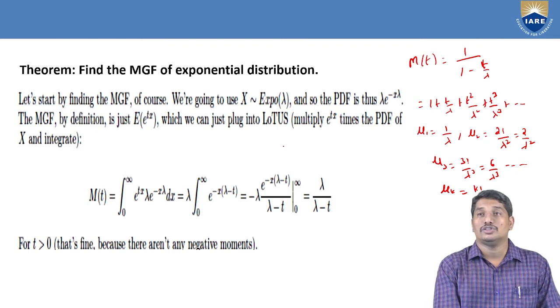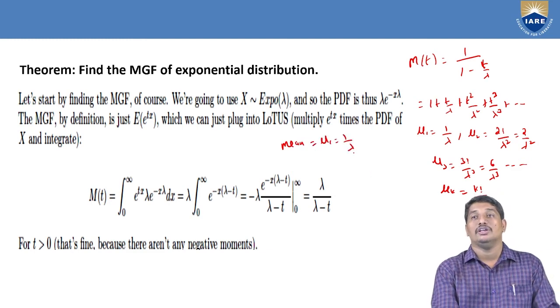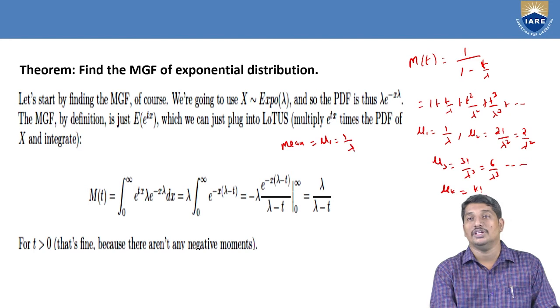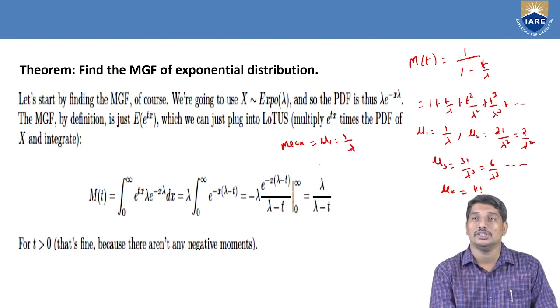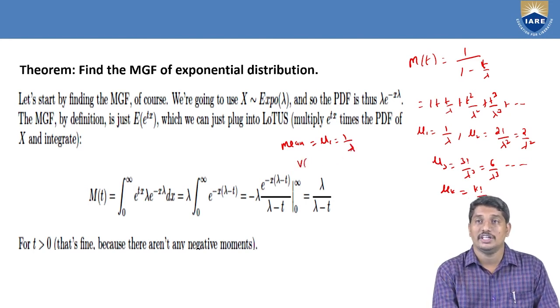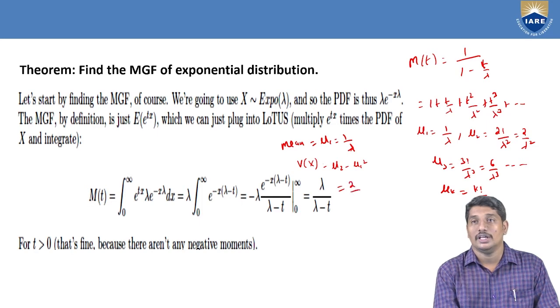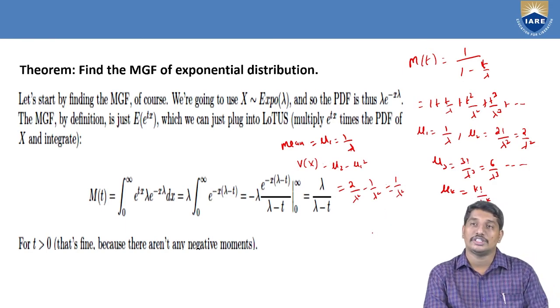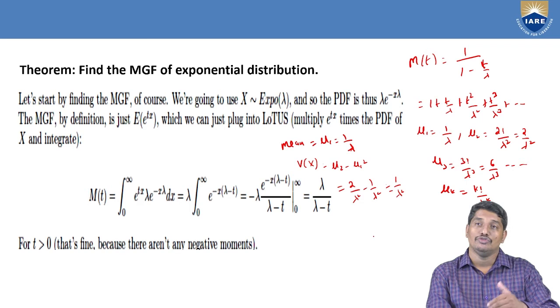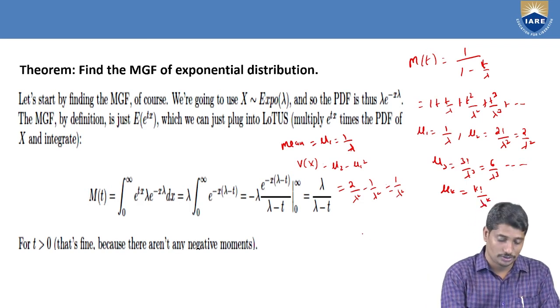Now variance, so mean is equal to mu1, that is 1 by lambda, which we derived in previous slides. We have proven mean is 1 by lambda. Again we have cross-checked through MGF. And variance is mu2 minus mu1 square, that is 2 by lambda square minus 1 by lambda square. Again it is 1 by lambda square, which is also true. So we have cross-checked our derivations of mean and variance with the help of moment generating functions.